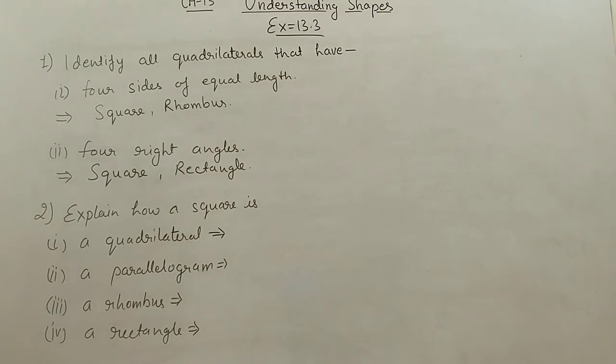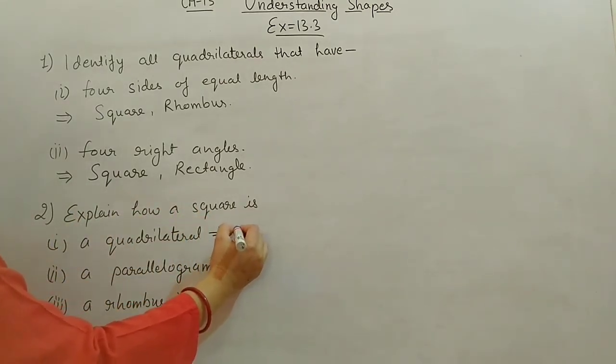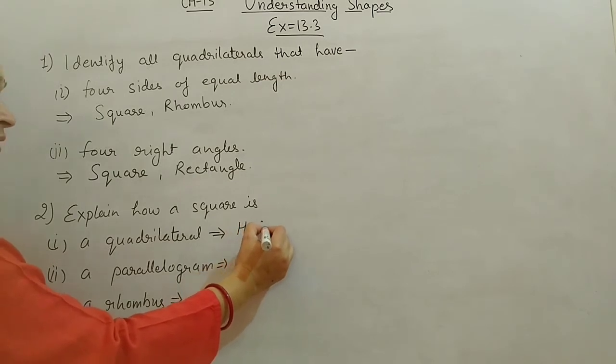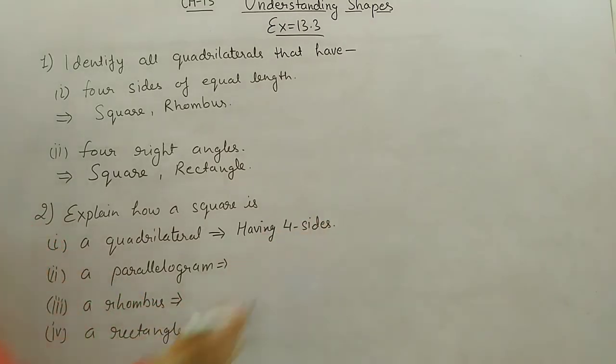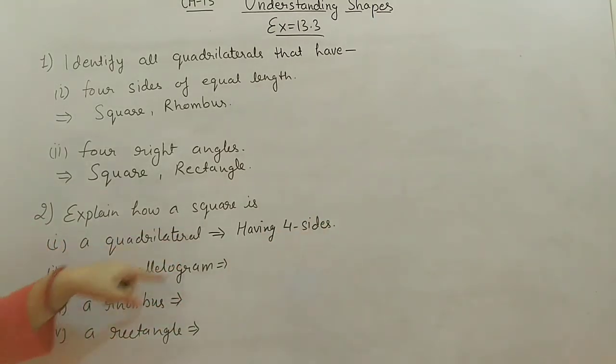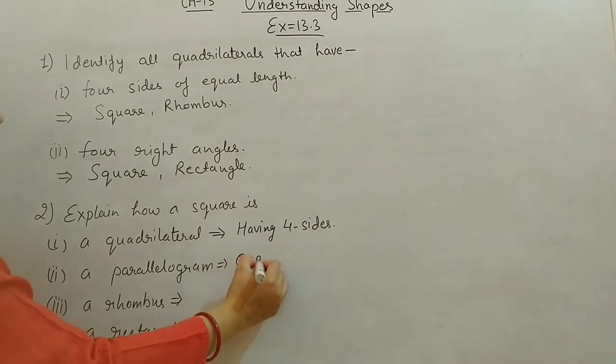Second question: explain how a square is a quadrilateral. So what is the definition of a quadrilateral? Quadrilateral means a four-sided figure, and we know a square also has four sides. So because a square has four sides, we can write here: having four sides. Second, why is a square a parallelogram? Because opposite sides, we know opposite sides are parallel for a square also. Opposite sides are parallel.